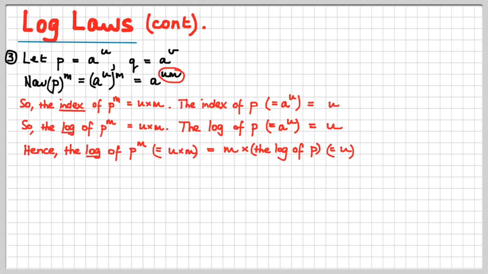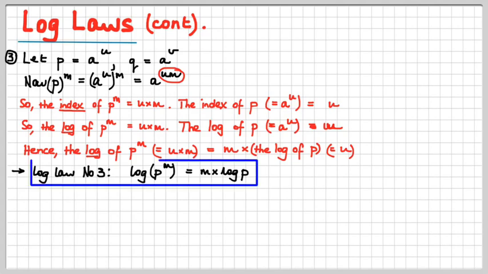Yeah, okay, so if you're taking p to the m, you just basically multiply the index of p by the m, right? That's what you do. That's what the log law says. So here it comes. Log of p to the m is just m times the log of p. That's it, right? That's log law number 3.